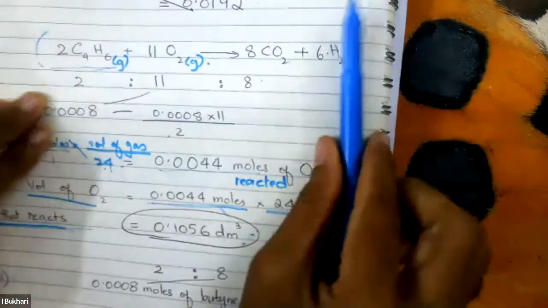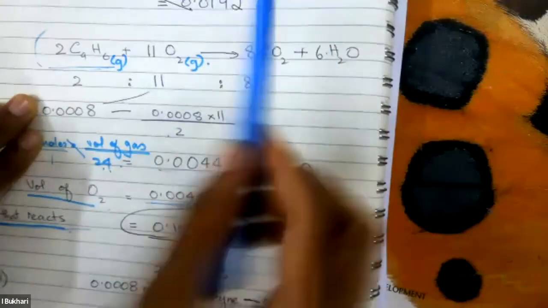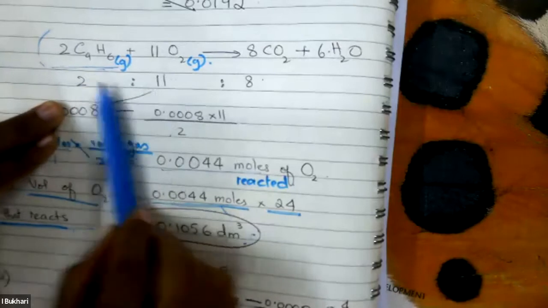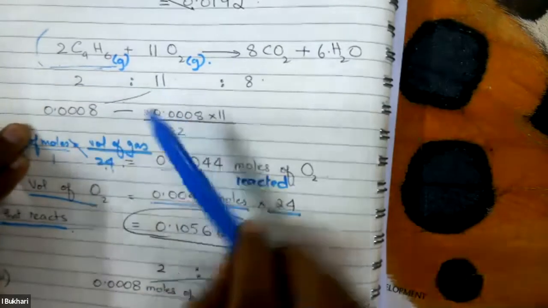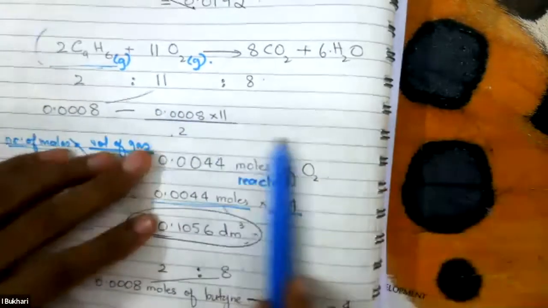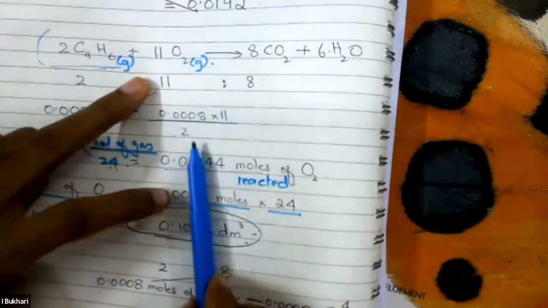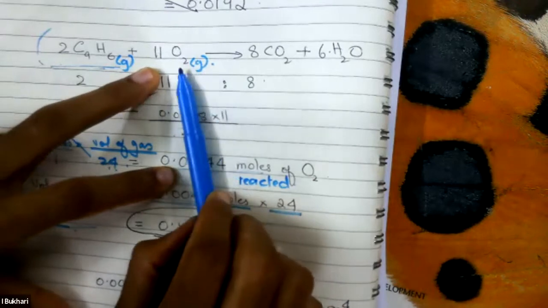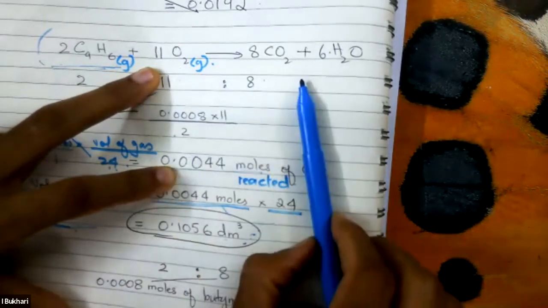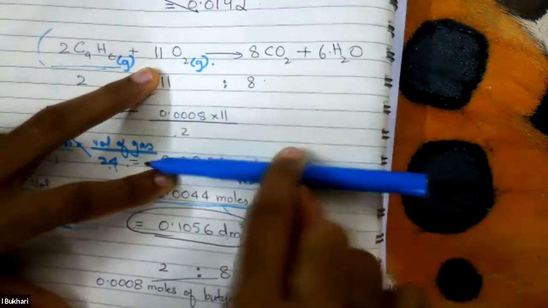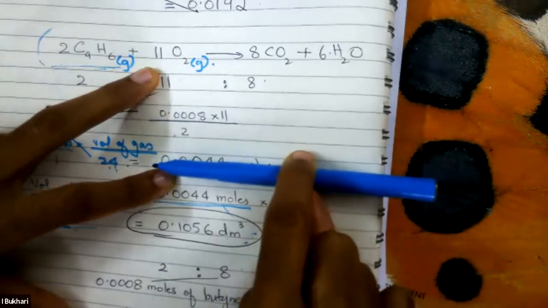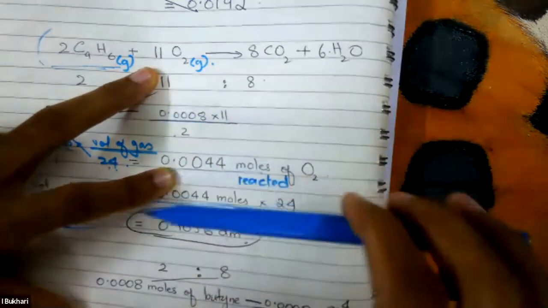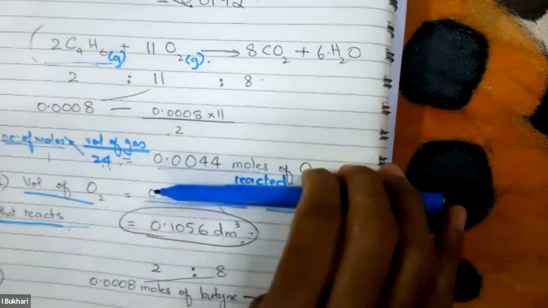Okay, what if you can find out the number of moles of the others, then you look at the ratio. Using the ratio method, you will find out the number of moles of oxygen. Then again I will multiply that by 24 to find out the volume that is exactly participating in this reaction, and then I will compare that volume with the volume given in the question.